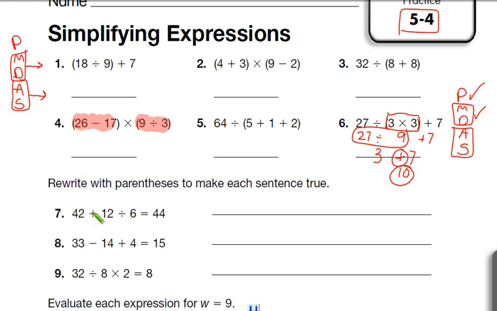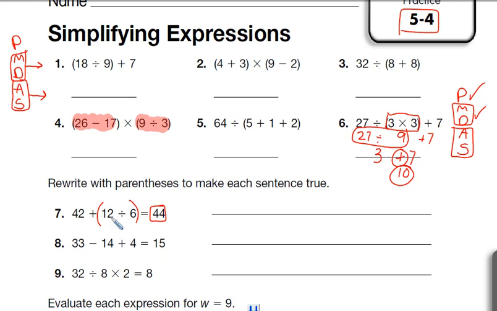Okay? Down here for 7, 8, and 9, it says rewrite with parentheses to make each number sentence true. So this one you have to do a little bit more thinking. I'll do number 7 with you. Okay? So we know that we have to put parentheses in here somewhere, okay? And whatever we get, it has to equal 44. So this is just trial and error. Let's just pick a spot. We'll try putting the parentheses here first.